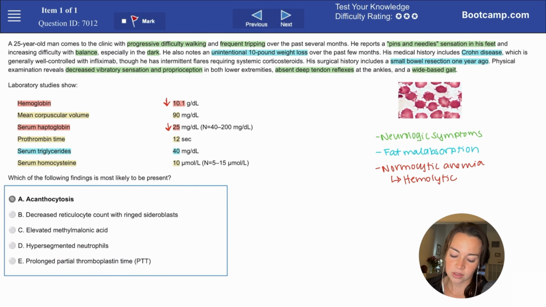our incorrect answers. The question wants to know which of the following findings is most likely to be present, and the answer is acanthocytosis. And that is because this patient's neurologic symptoms and normocytic hemolytic anemia in the context of fat malabsorption points us towards a vitamin E deficiency.